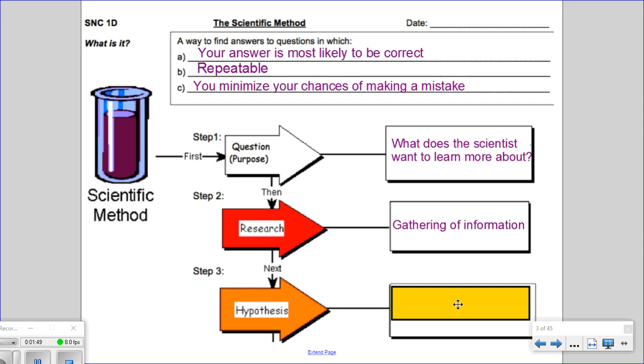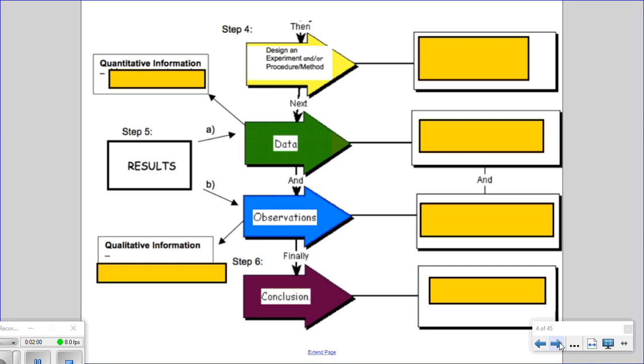After you've done some research and you have a question, you can then work on generating a hypothesis. That hypothesis is an educated guess or an answer to your question. Now, once you have that hypothesis, you are going to design an experiment or come up with a procedure that will help you answer that hypothesis or determine whether your hypothesis is correct or incorrect.